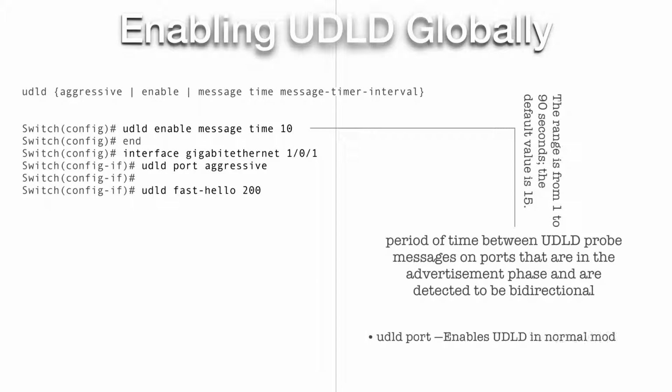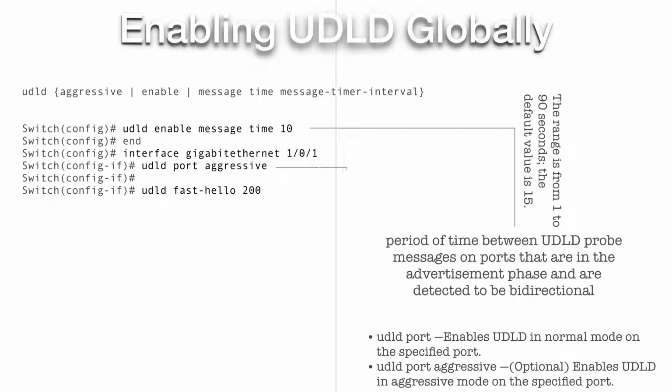Enabling UDLD on an interface. UDLD is disabled by default. udld port enables UDLD in normal mode on the specified port. udld port aggressive, optional, enables UDLD in aggressive mode on the specified port. Note: use the no udld port interface configuration command to disable UDLD on a specified fiber optic port.